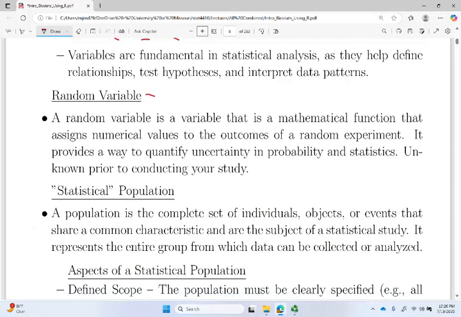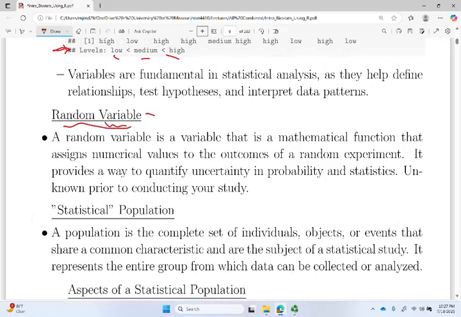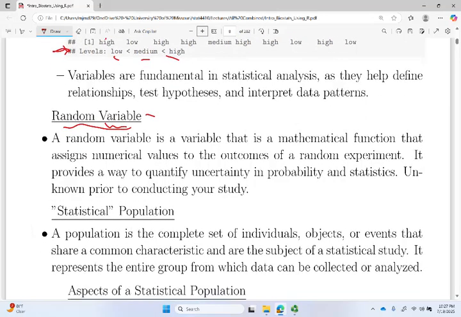Okay. Now, a random variable. So remember, a variable is some sort of characteristic that we're interested in. But a random variable means we don't know its value until we conduct our experiment. That's kind of the generic definition of it.